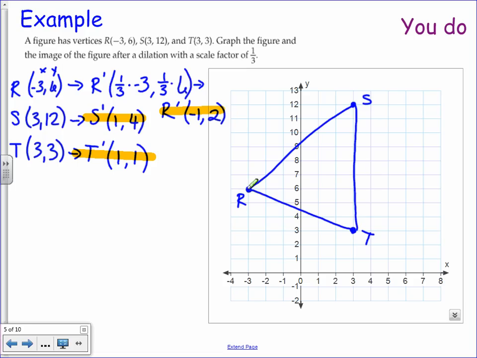So I'll change colors. We have our new R prime at -1, 2. S prime is at 1, 4. And T prime is at 1, 1. And this is a little mini-me figure. Shouldn't that be a smaller figure of the original shape? Because what is my scale factor? My scale factor is a fraction, so I know I'm going to reduce that shape.